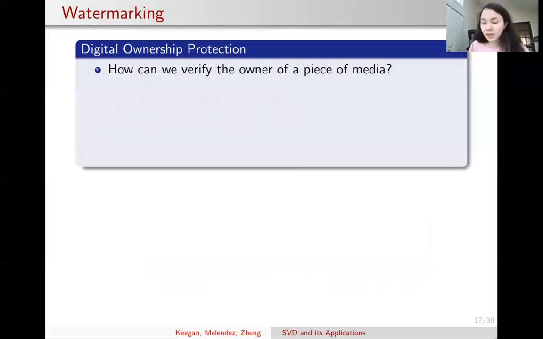So one of the major questions in the realm of digital ownership protection is how can we verify the owner of a piece of media, like an image or a song? One way we can do this is by hiding a watermark inside this media using the SVD.